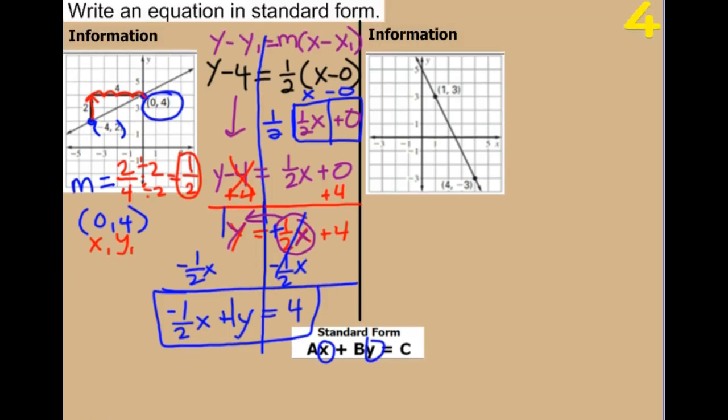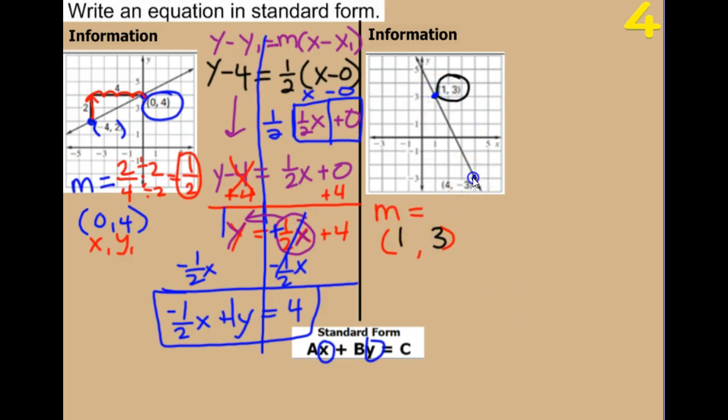Last question. Here's our information in the form of a graph. We need to pick a point and find our slope. So first, I'm going to pick a point. I like the positive point, 1, 3, and they're smaller numbers than 4 and negative 3. And then I'm going to count my slope.